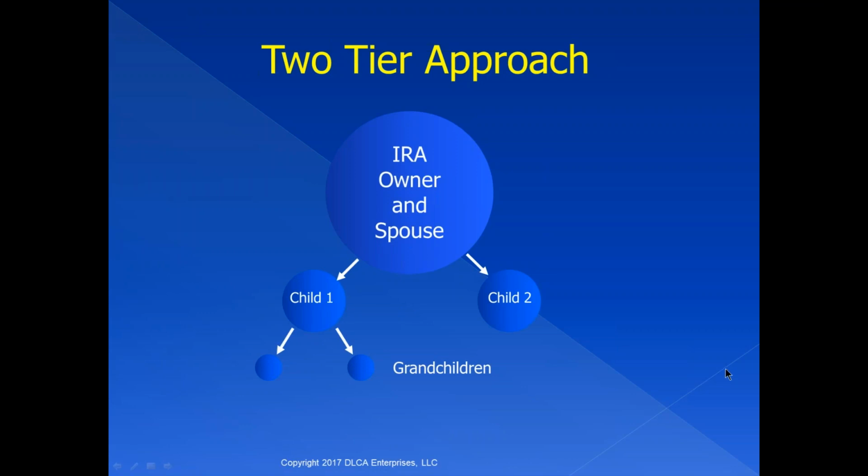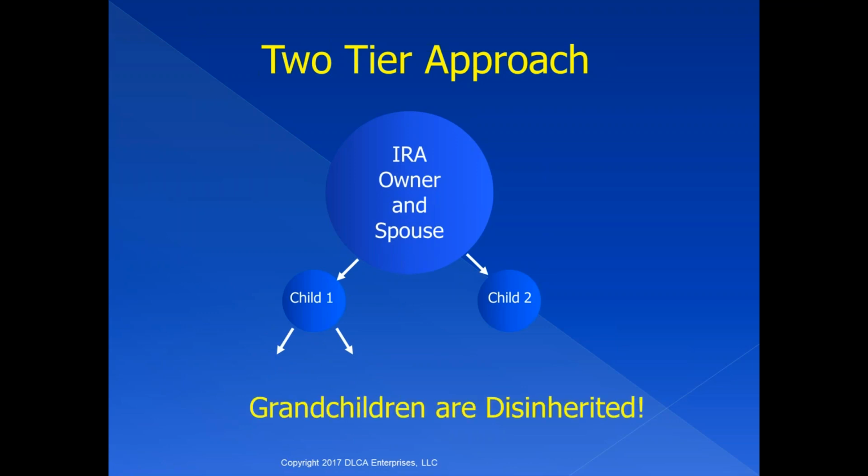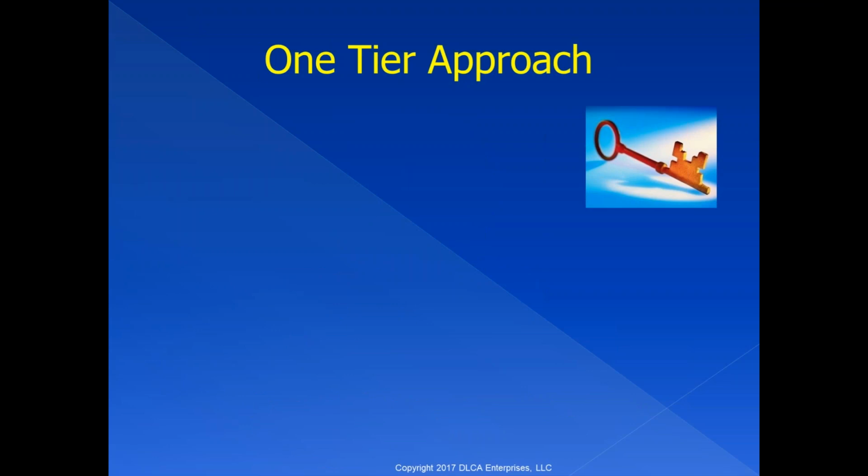So what happens with this two-tier approach? It's very simple. Those grandchildren are disinherited. They may get some money if the child doesn't use it all up, if their parents don't use it all up, but they're not going to get the stretch options. They're going to have to pay all the taxes if there is anything left over, which is unlikely. So here's the key. Know the one-tier approach.